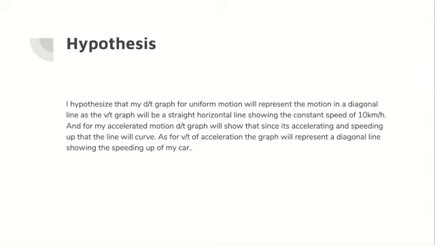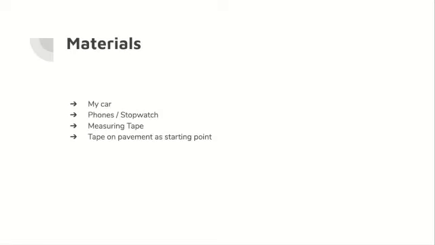Hypothesis. I hypothesize that my dt graph for uniform motion will represent the motion in a diagonal line, as the vt graph will be a straight horizontal line showing the constant speed of 10 kilometers an hour. For my accelerated motion dt graph, it will show that since it's accelerating and speeding up, the line will curve. As for vt and acceleration of the graph, it will represent a diagonal line showing my car speeding up.